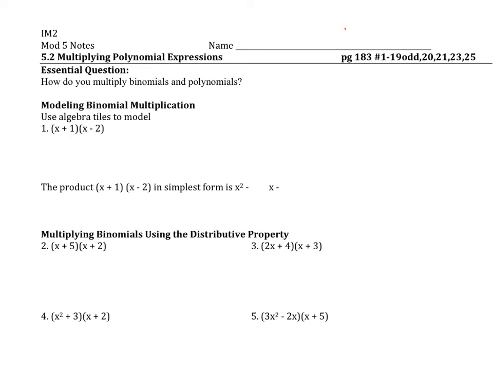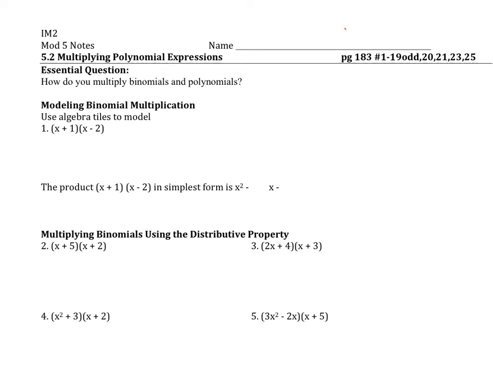All right, so 5.2, multiplying polynomial expressions. So continue with this idea of multiplying them together. Now we're going to move past just monomials, but add in binomials with binomials and binomials with polynomials. So our essential question, how do you multiply binomials and polynomials?